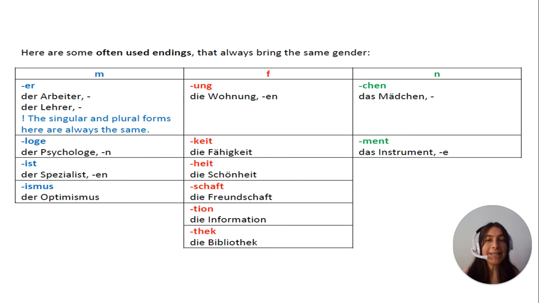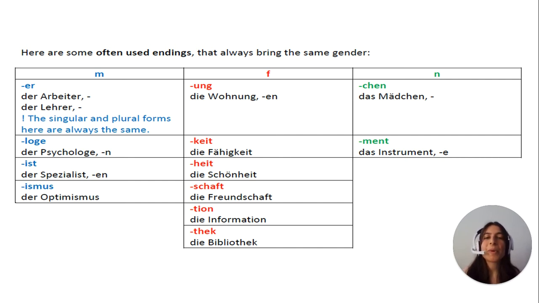Then we have Keit, die Fähigkeit, for example, or Heit, die Schönheit, Schaft, die Freundschaft. Then we have another very much used suffix, Tion, die Information, and Thek, die Bibliothek.